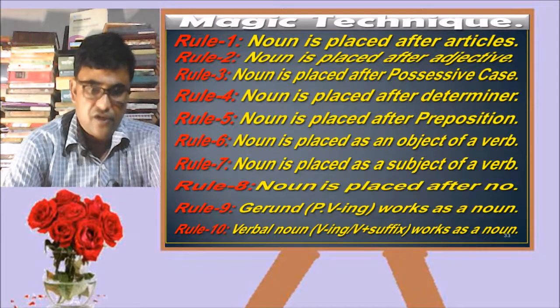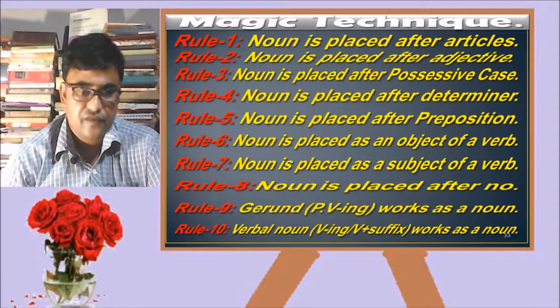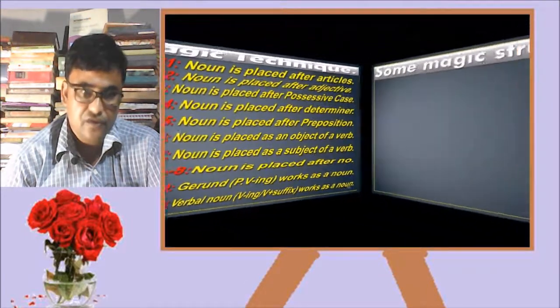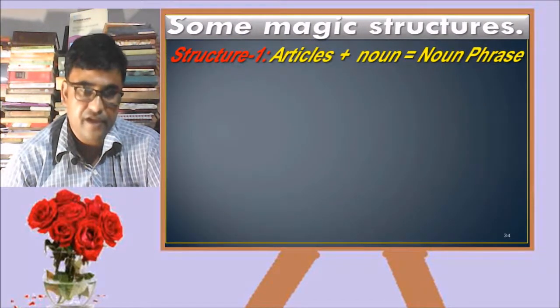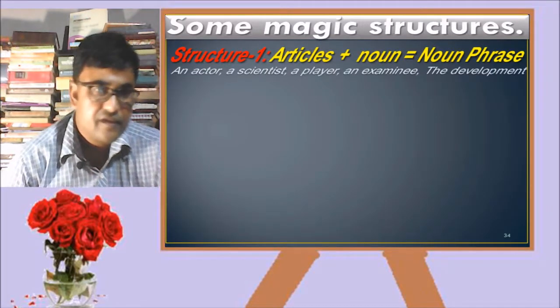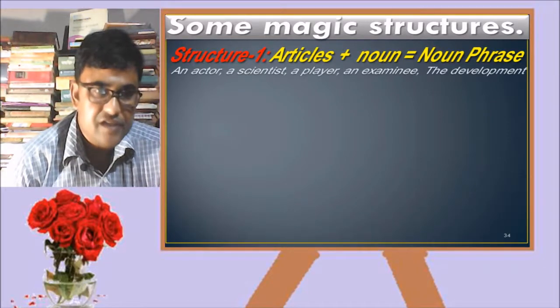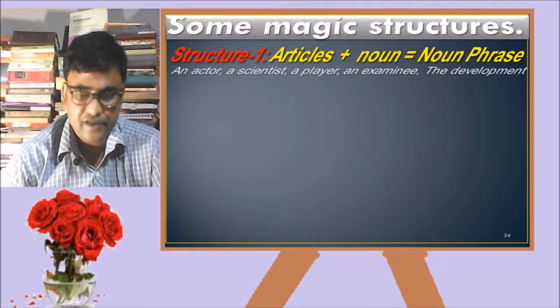I think you understand. I will discuss non-finite verbs in another class. Okay, now go to the next slide. Some magic structures. It will be very helpful for you. Okay. Structure 1. Article plus noun equal noun phrase. Like, an actor, a scientist, a player, an examinee, the development. Like this.